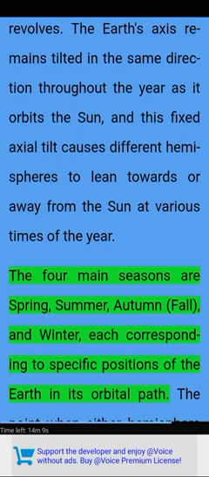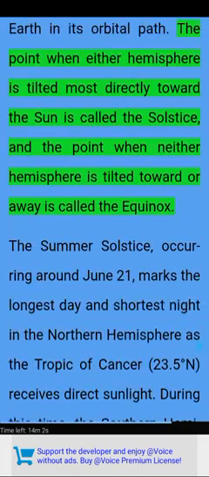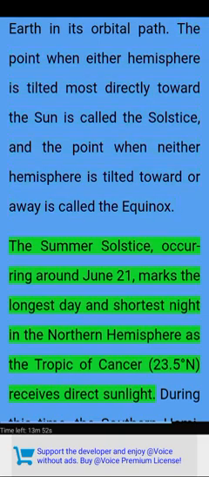The four main seasons are spring, summer, autumn (fall), and winter, each corresponding to specific positions of the Earth in its orbital path. The point when either hemisphere is tilted most directly toward the sun is called the solstice, and the point when neither hemisphere is tilted toward or away is called the equinox.